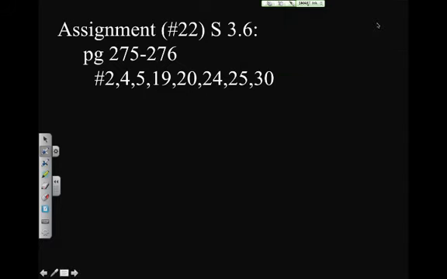Problems that are on your assignment for section 3.6, pages 275 and 276, and you see the problems listed there. There's only 8 of them, but some of them have multiple parts, so just be careful to do all the parts. And again, you will have time tomorrow in class to work on these, so go ahead and get started on those, and then you can ask questions tomorrow during class.